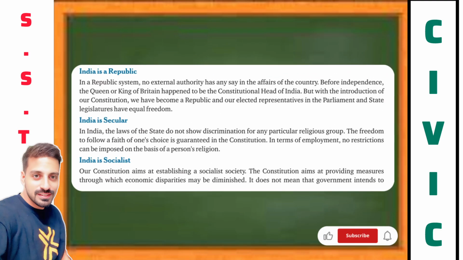In a republic system, no external authority has any say in the affairs of the country. Before independence, the Queen or King of Britain happened to be the constitutional head of India. But with the introduction of our Constitution, we have become a republic and our elected representatives in the parliament and state legislatures have equal freedom.